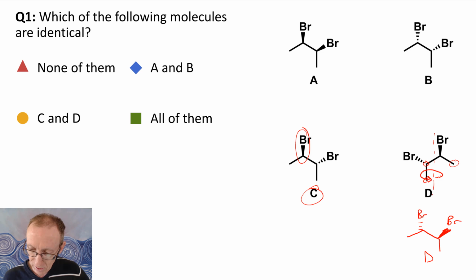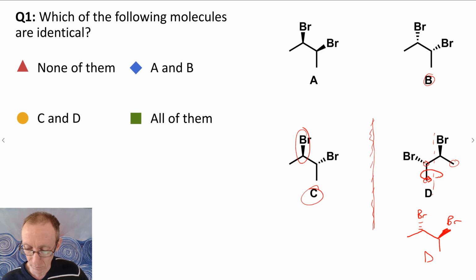Well, you might have noticed that these two molecules are mirror images of each other. So there's a mirror there. They're mirror images of each other, but when we spin D around, it doesn't overlap, or it's not superimposable with C. And so these are not the same molecule. They're in fact enantiomers, and that will come up in a later question. What about if we do the same thing with B?